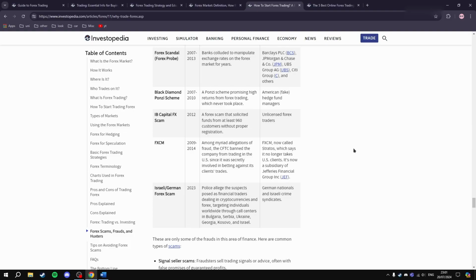Israeli-German Forex scam, 2023. Oh, that's recent. Police allege the suspects pose as financial traders dealing in cryptocurrencies and Forex, targeting individuals worldwide through call centers in Bulgaria, Serbia, Ukraine, Georgia, Kosovo, and Israel. German nationals and Israeli crime syndicates.